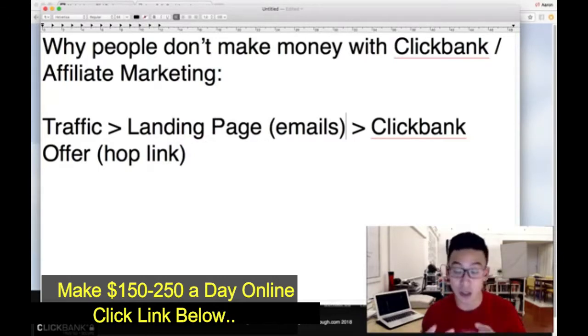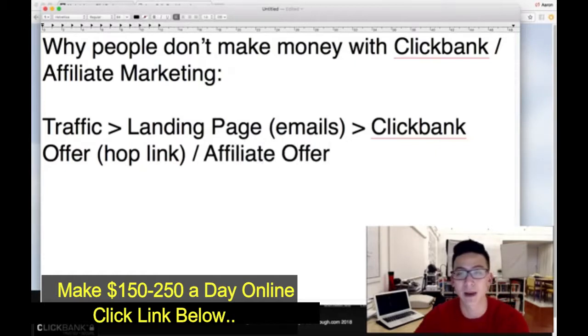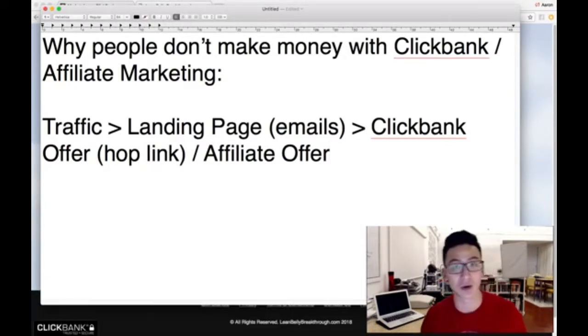Okay, that's a piece of software that collects email addresses and you can follow up with people on a regular basis. You're building basically your email database pool, which is great. That's what you want to do, right? But then people make the mistake of sending their traffic, their leads directly to their Clickbank offer or their affiliate link, affiliate offer, whatever it is. It doesn't matter. Clickbank, JVZoo, CJ affiliate, their own affiliate products. It doesn't matter, right? Now this is the reason why people aren't making any money online.